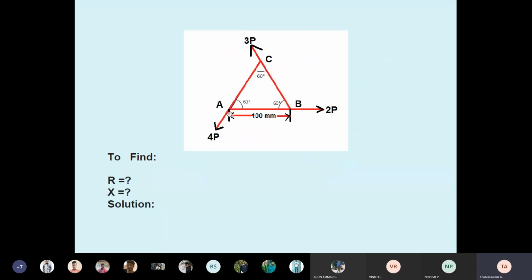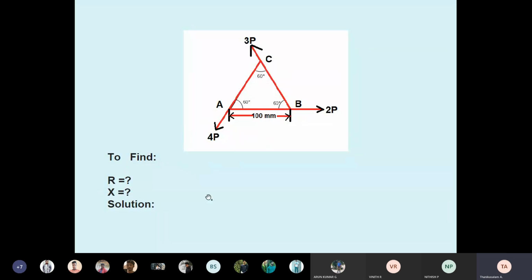So first side AB, 2P is acting. Second force 3P, BC. See the given statement, that's why I have drawn the diagram. Acting on the second side BC. What is the third side? CA. You see, equilateral triangle, no? The equilateral triangle means all the angles must be same. So we know 180 by 3, 60, 60, 60. The side is given 100 mm. They asked the resultant.